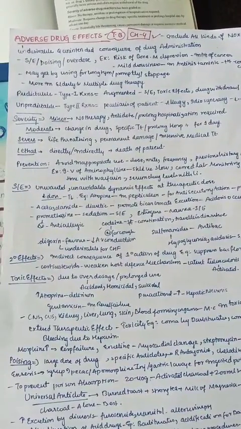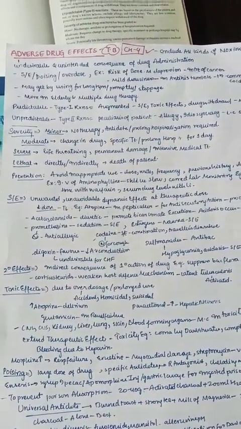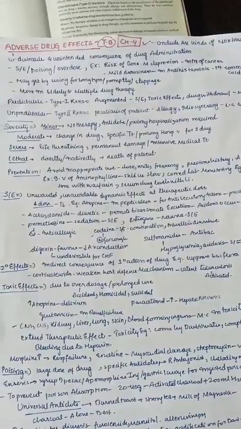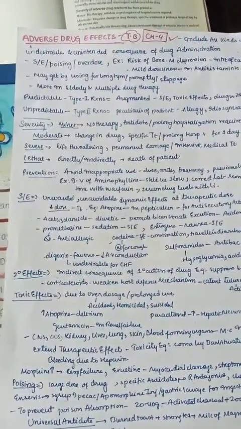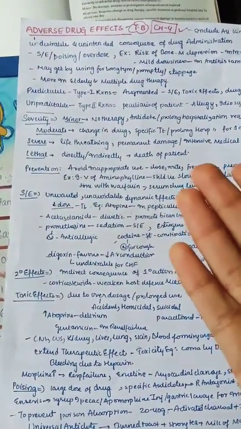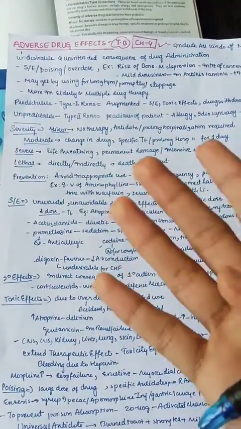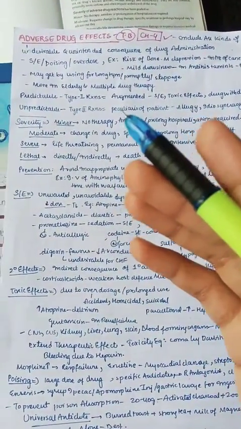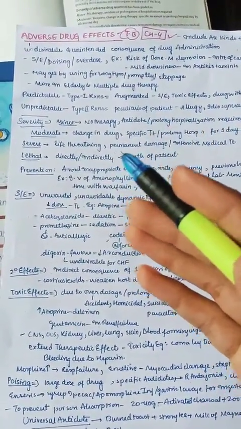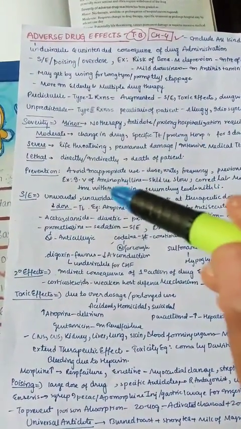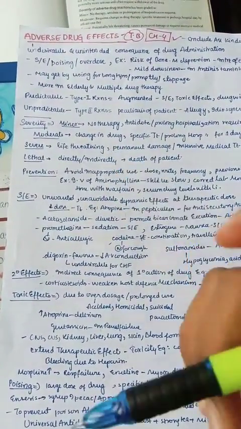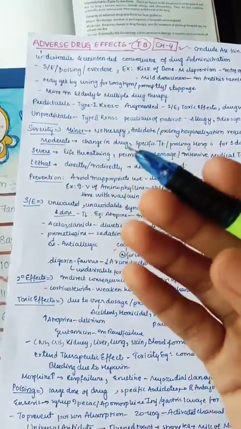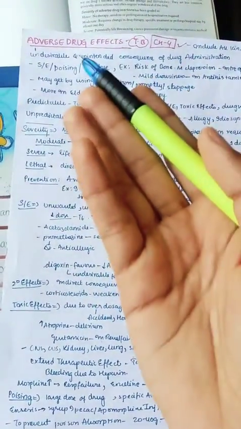Pharmacology, or general pharmacology, last part: adverse drug effects. In the name you can understand, it's like a side effect, an effect formed other than the therapeutic effect. Normally we give a drug to a person for therapeutic use, but if the same drug is causing some effects in the body other than the desired effect, that is called adverse drug effects.